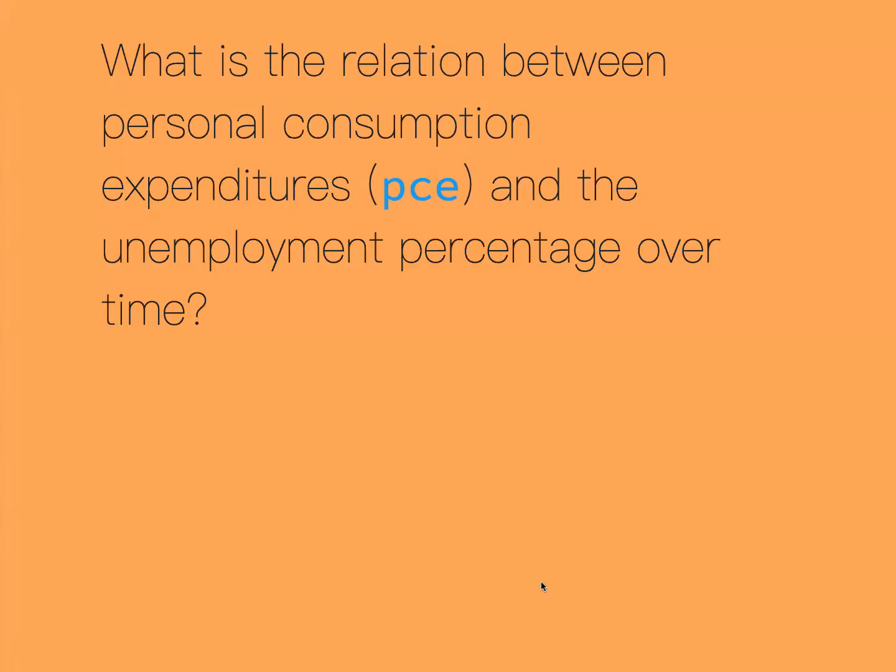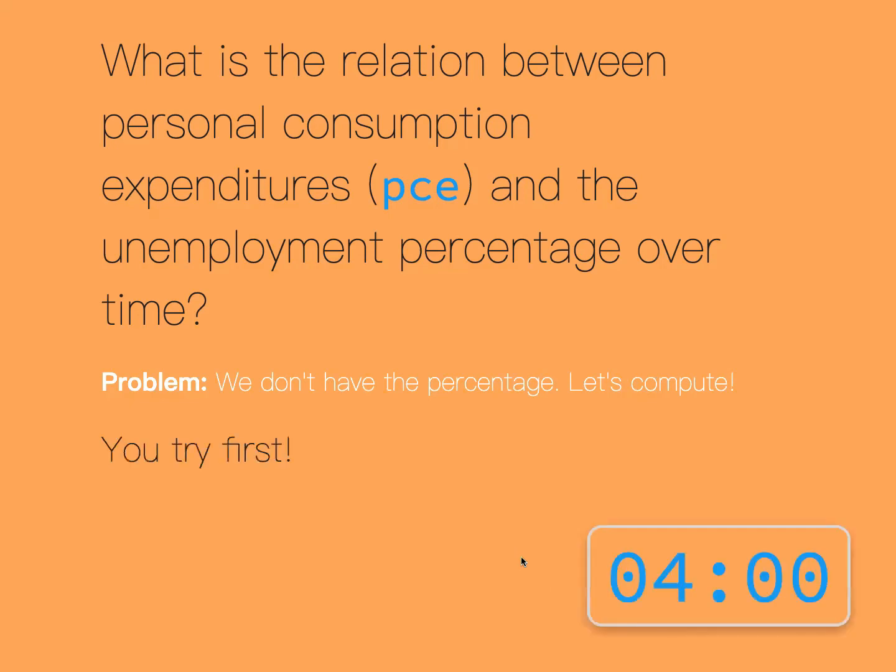So here's what we're going to do. What is the relation between personal consumption expenditures, the variable PCE, and the unemployment percentage over time? Problem is we don't have the percentage, so we have to compute it. Try first using that data set that you just had to compute the percentage, and notice that this must be done with the split data set because we want this percentage to be relative to that year, not relative to the entire data set.